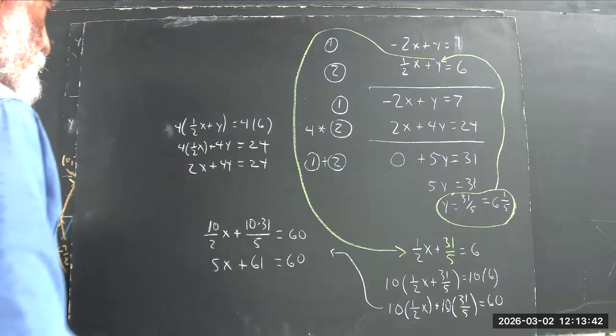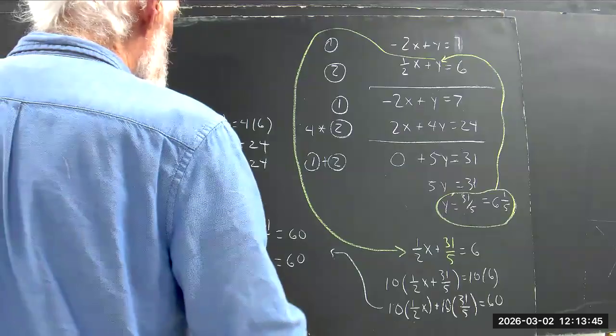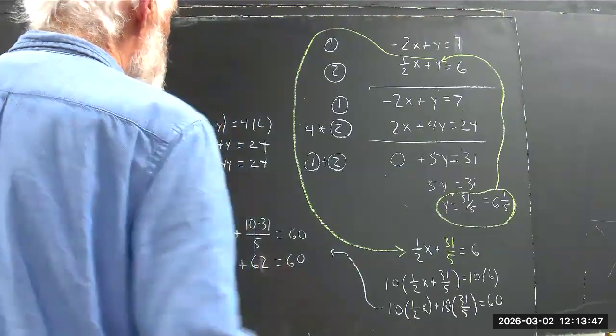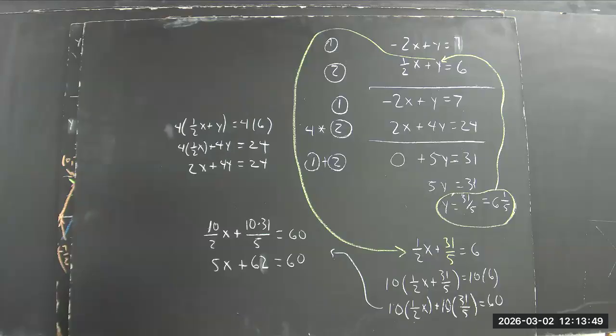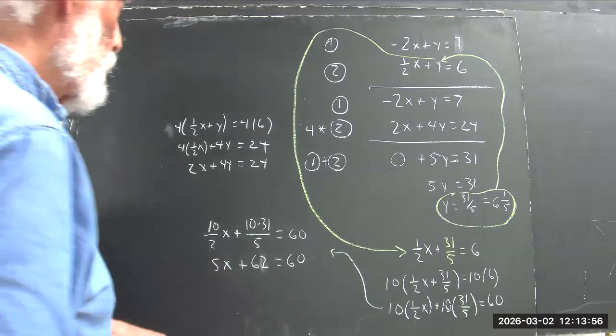Now, I'm going to get 2 times 31. 2 times 31 is 62. I discovered that because I was looking ahead and realized it wasn't going to work. Okay. There's a bonehead error there.